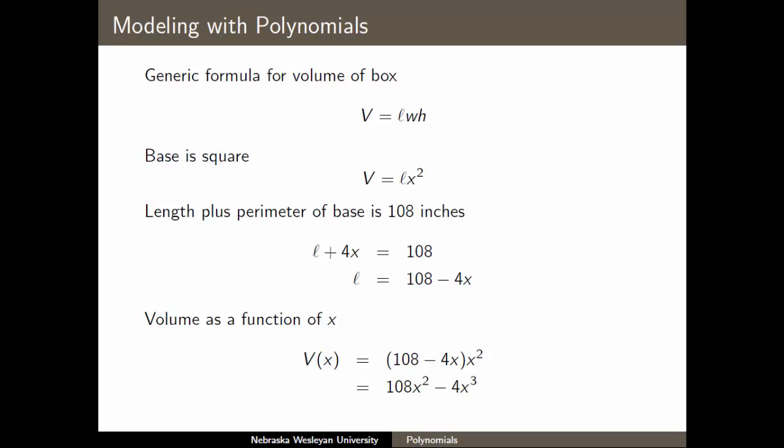So if I return to the volume function, I actually can express it in terms of a single variable. The length can be expressed as 108 minus 4x. The width is equal to x and the height is equal to x. So this expression is the factored form, or I could distribute the x squared to get a better picture of what the leading term looks like.